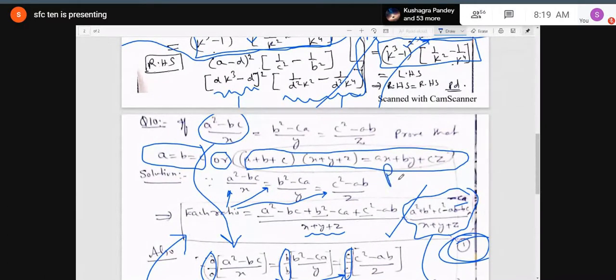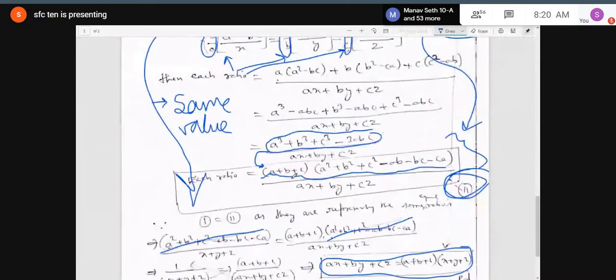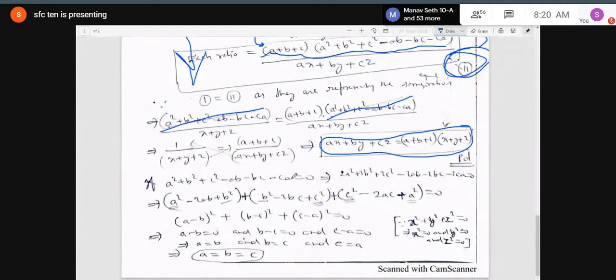Okay, but under which condition? That a square plus b square plus c square minus ab minus bc minus ca is not equal to 0. Now the second case occurs, that if a square plus b square plus c square minus ab minus bc minus ca equal to 0, then what can you write? That a square minus 2ab, I have written the term.